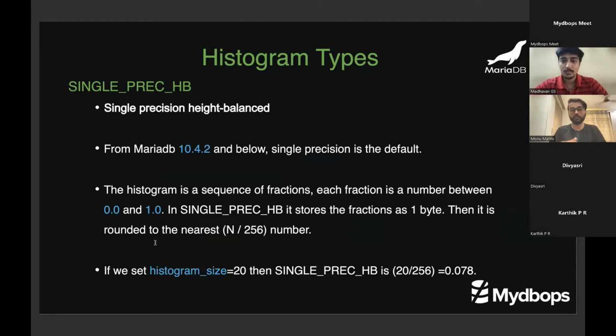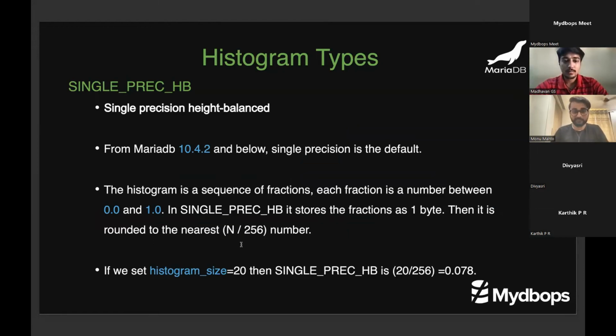In this, all the histogram buckets or bins are given as fractions, and all those fractions lie between 0.0 and 1. All these fractions are stored in a single byte, while in double precision they are stored in two bytes.